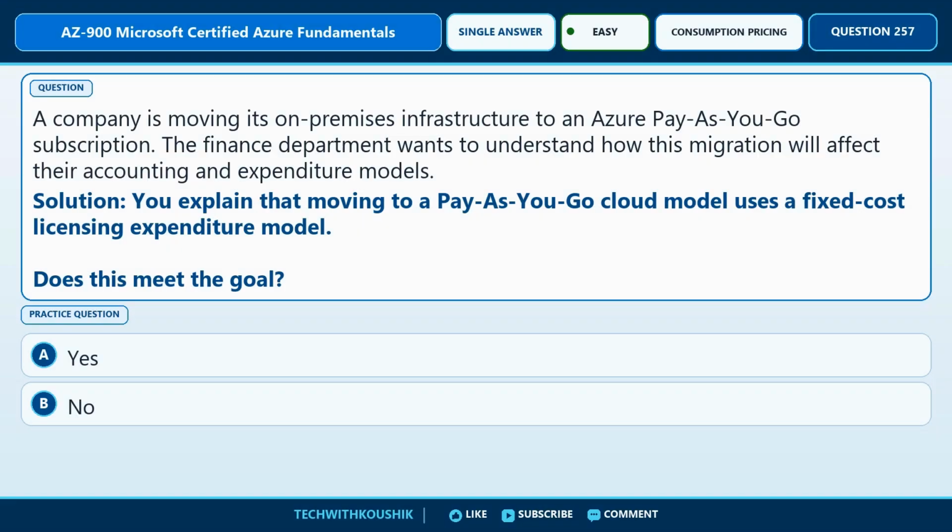Question number 257. A company is moving its on-premises infrastructure to an Azure pay-as-you-go subscription. The finance department wants to understand how this migration will affect their accounting and expenditure models. Solution: you explain that moving to a pay-as-you-go cloud model uses a fixed-cost licensing expenditure model. Does this meet the goal? The choices are: Choice A, yes. Choice B, no.